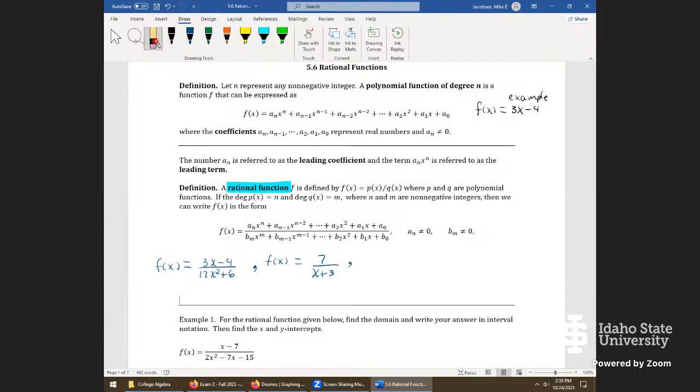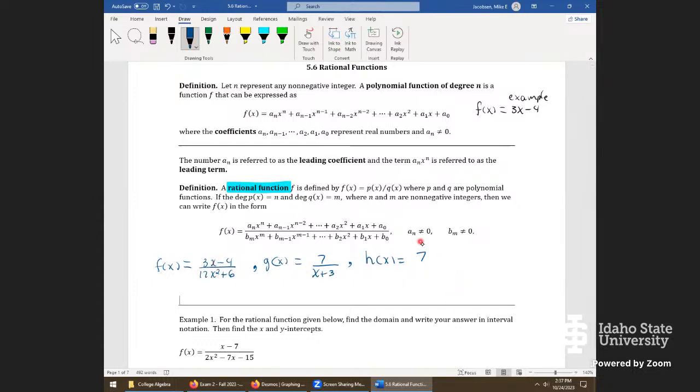Another example, let's change the names on these. I want this one to be g of x. Let's let this one be h of x. This one would also be considered a rational function. Just the number 7, all on its own, is rational in a really strange way. It's not really rational in the sense that you have things that vary in numerator and denominator.